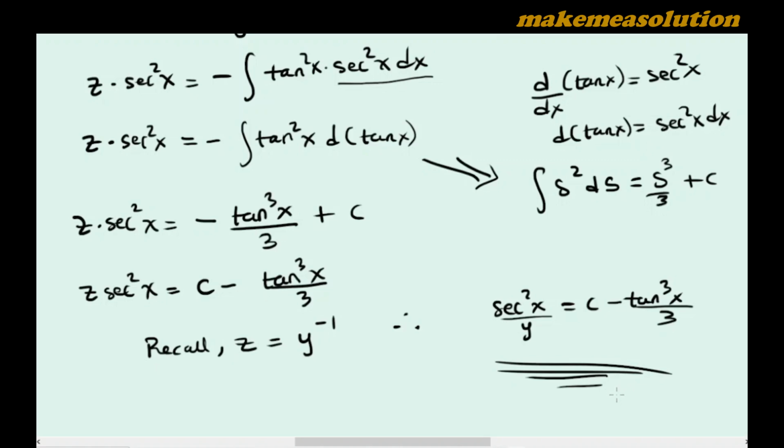So sec squared x over y is equal to c minus tan cube x over 3. So this is the solution for this particular problem. So we're going to be moving on to the solution for another problem.